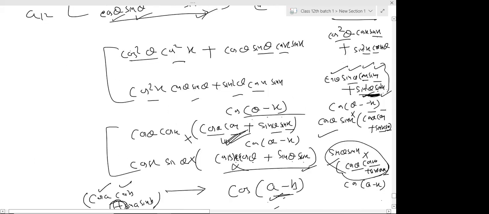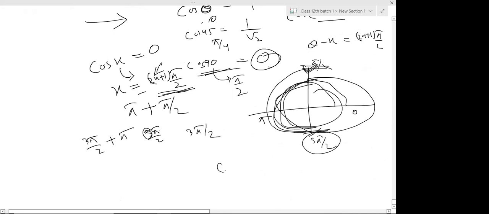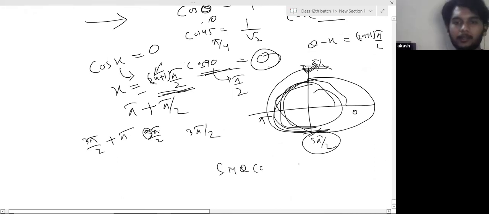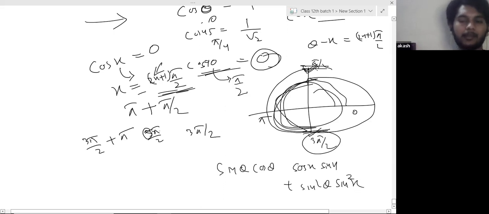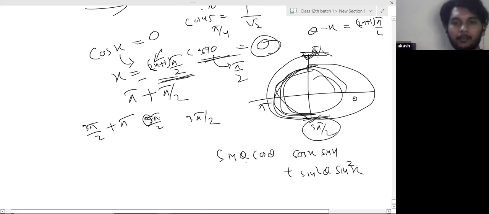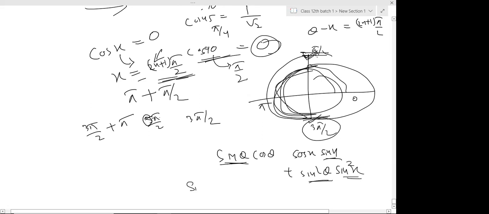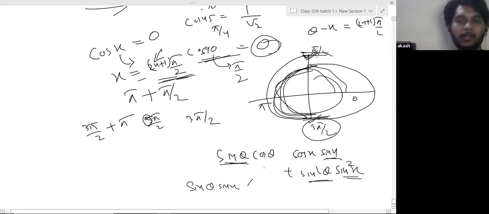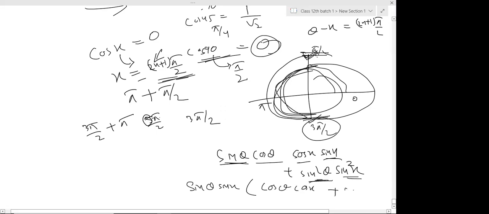Because in the second row we have sin theta cos x sin x plus sin square theta and sin x sin square x, right? See, one sin theta is common, one sin x is common. So if you take sin theta sin x, what remains here? Cos theta and cos x plus, here sin theta and sin x. All right.